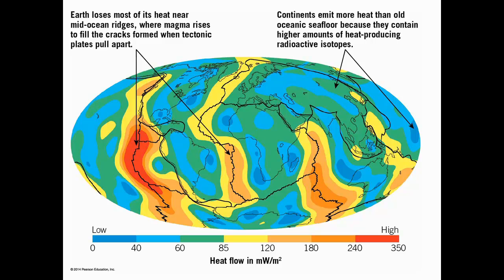These different colors just simply show heat flow in milliwatts per square meter of surface area. And basically we see that the reds and the oranges, the areas of highest heat flow, tend to coincide with mid-ocean ridges, whereas areas of low heat flow, the blues and the greens, coincide mainly with the interior of continents.